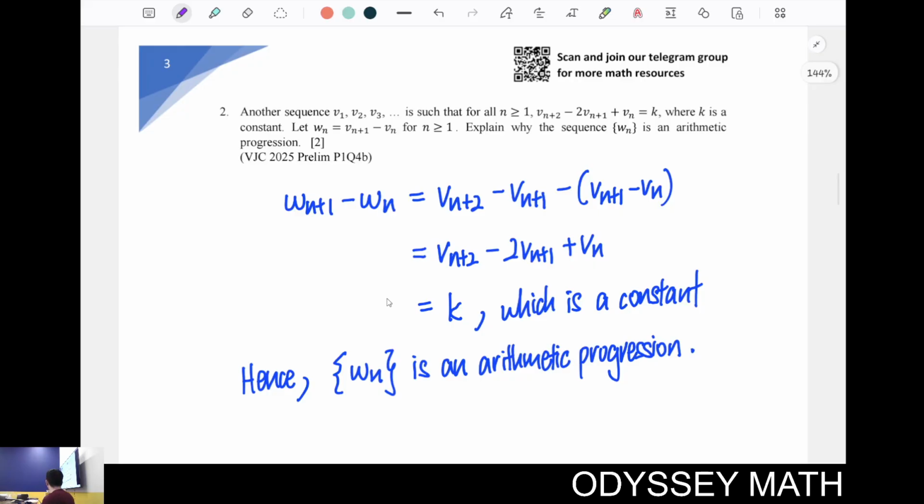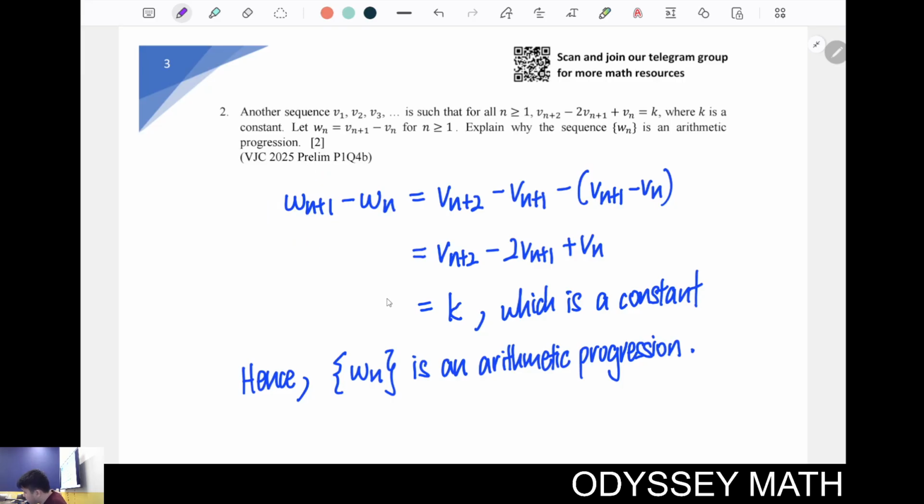Another sequence V1, V2, V3 is such that for all n greater than or equals to 1, Vn plus 2 minus 2 Vn plus 1 plus Vn equals to k, where k is a constant. So let Wn equals to Vn plus 1 minus Vn for n greater than or equals to 1. Explain why the sequence Wn is an arithmetic progression. Okay, to show that something is an arithmetic progression, we just have to show that the term after, Wn plus 1, minus the term before, Wn, is a constant. Then we can show that it is an arithmetic progression.